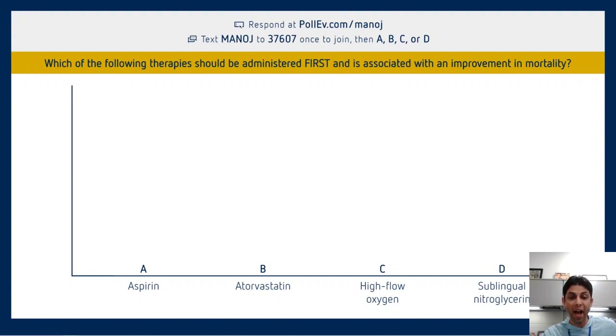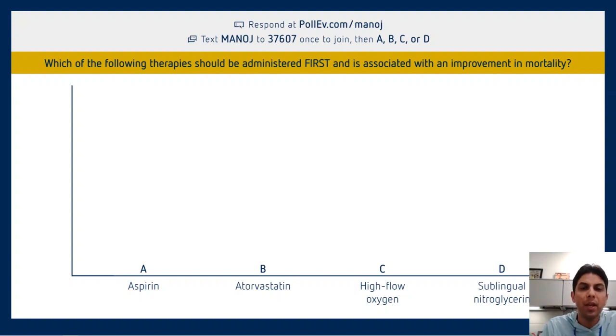So the options are aspirin, atorvastatin, high-flow oxygen, and sublingual nitroglycerin. That's the last option here. So I want you to think about the answer to this question. Pause the video so you can think about that, and then unpause it when you're ready, and we'll discuss it. So the answer we're looking for here is aspirin. Aspirin should be the first therapy that you administer that's associated with an improvement in mortality.